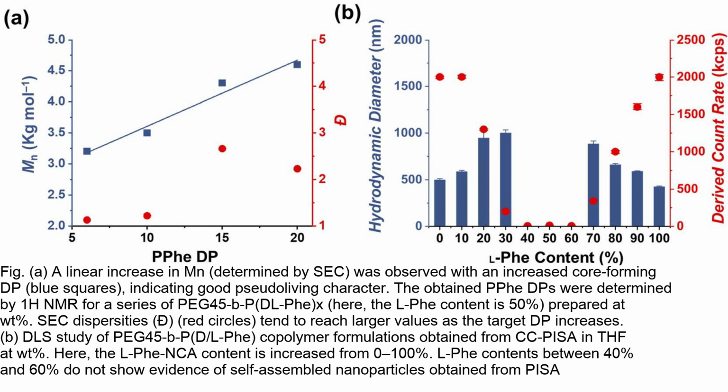The reaction kinetics were monitored using Fourier transform infrared (FTIR) spectroscopy, showing a linear increase in Mn, molecular weight, with an increasing core-forming block DP, degree of polymerization, indicating good pseudo-living character of the ring-opening polymerization (ROP) process. The DLS analysis revealed that the self-assembly of the copolymer nanoparticles occurred gradually during the reaction, as indicated by the increase in derived count rate, DCR, and stable hydrodynamic diameter, DH, after 120 minutes.